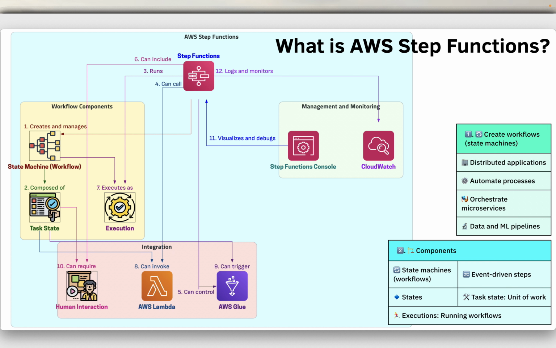Step Functions is based on state machines and tasks. In Step Functions, workflows, which are state machines, are a series of event-driven steps. Each step in a workflow is called a state. A task state represents a unit of work performed by another AWS service, such as calling an API. Instances of running workflows performing tasks are called executions in Step Functions.